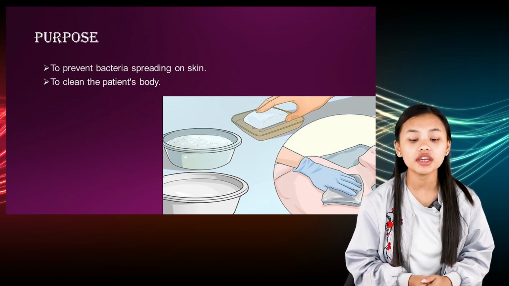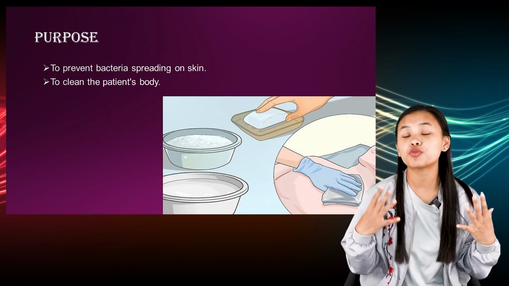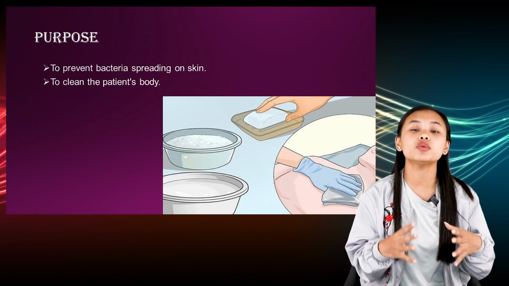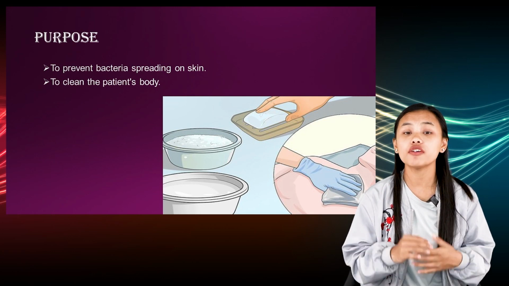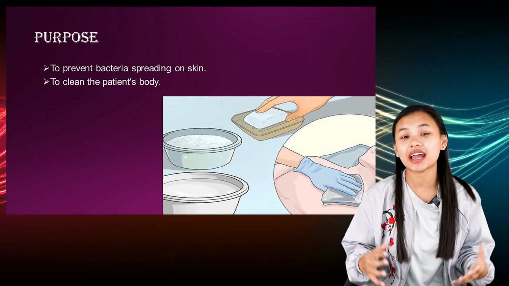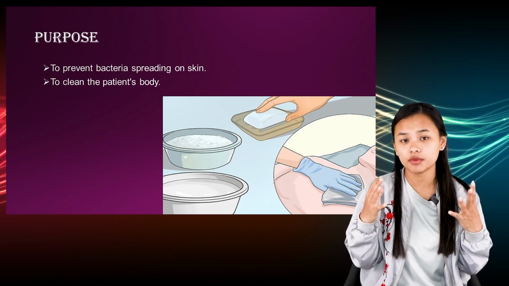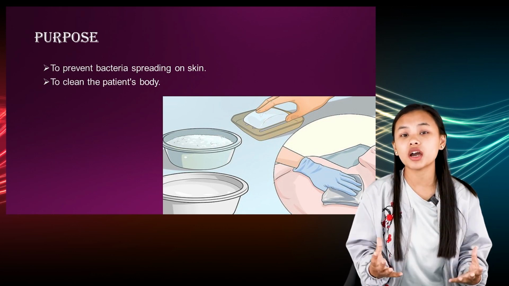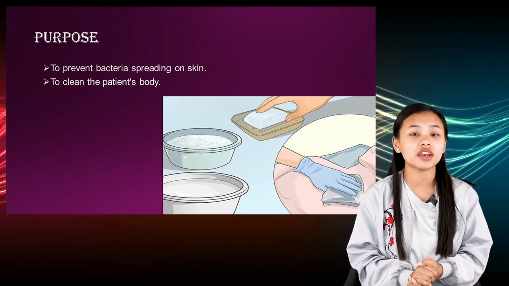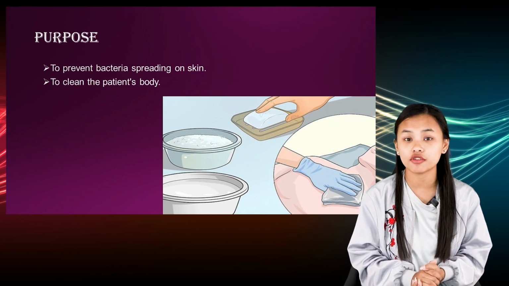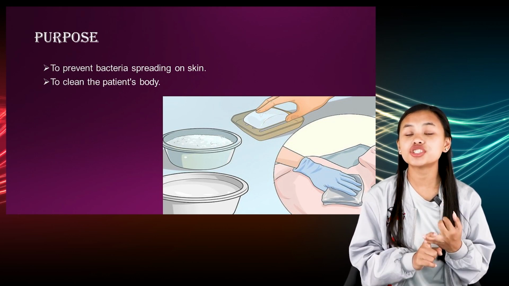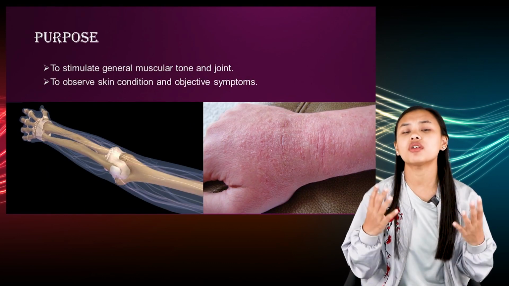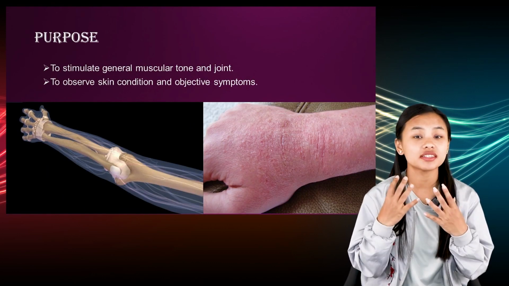The first one is to prevent bacteria spreading on the body. So here it is very important that we must always keep our body clean, right? If we do not do, then the bacteria can spread to various other parts of the body. And in order to prevent this from occurring, we can provide sponge bath to those patients who are unable to take bath by himself or herself. The second is to clean the patient's body. The third is to stimulate the general muscular tone as well as the joints.